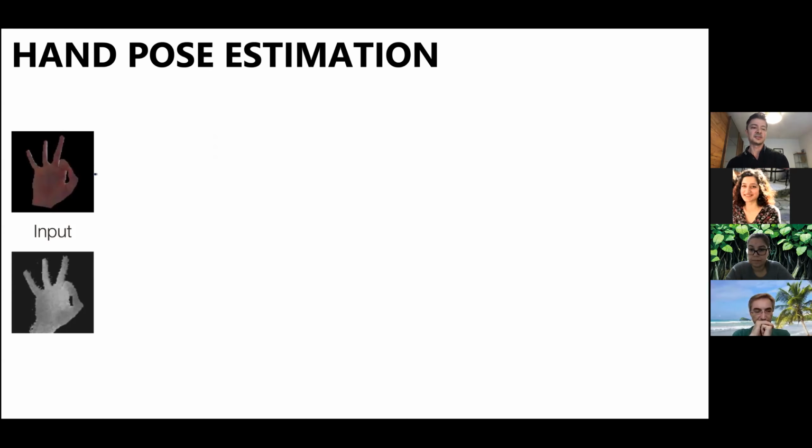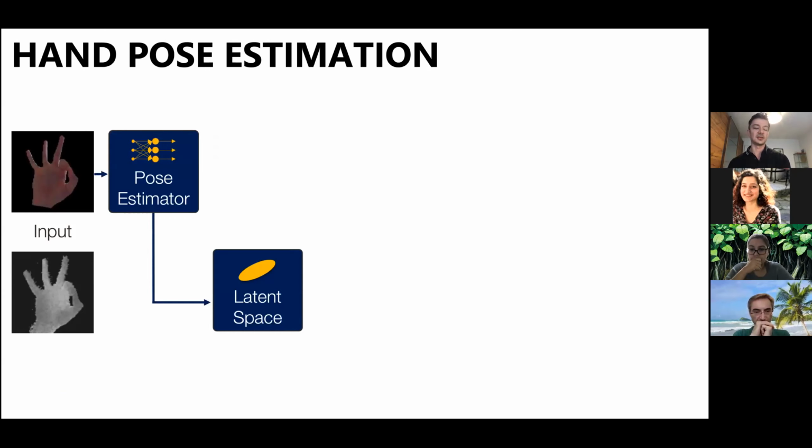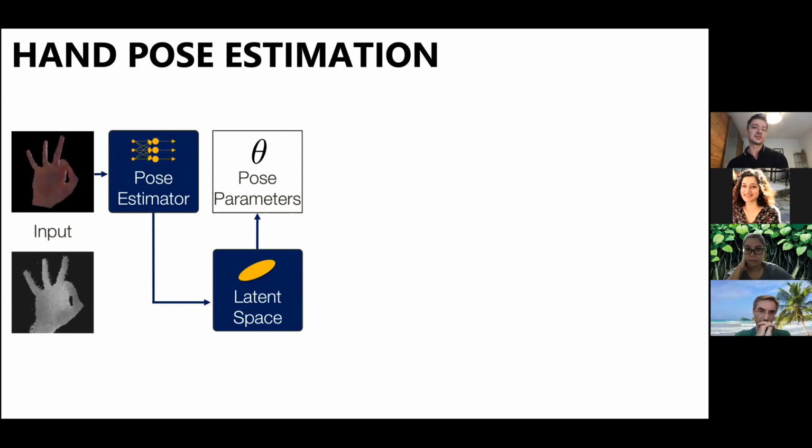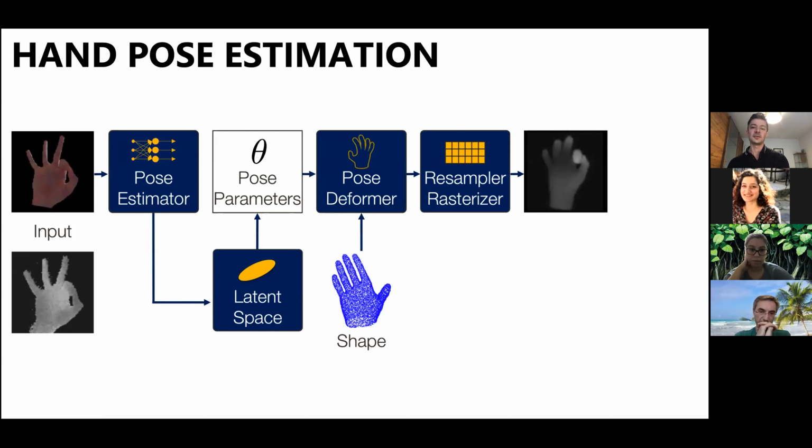So in this case, it's the same. We start with a color image, and we have a pose estimate. But we don't directly try to estimate the pose parameters, we have a latent space. And this latent space, which we pre-train, implicitly captures all the constraints due to the physics of a hand. So due to the fact that this is a human hand and we have some physical constraints on it. So from the latent space, you can go to the pose parameters, and basically the rest of the system stays the same. So you still have a shape, you deform the shape, you have a differentiable renderer, in this case a simple resample rasterizer, and you get out a depth map.